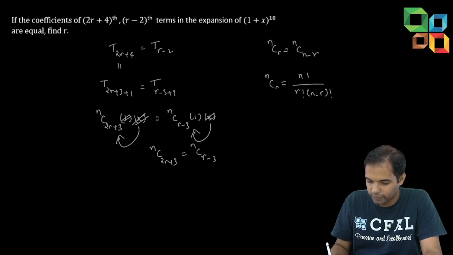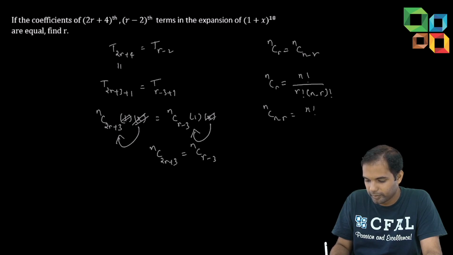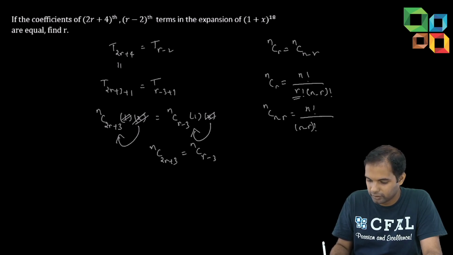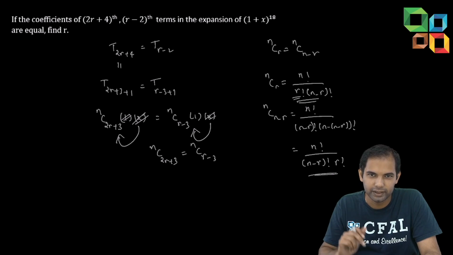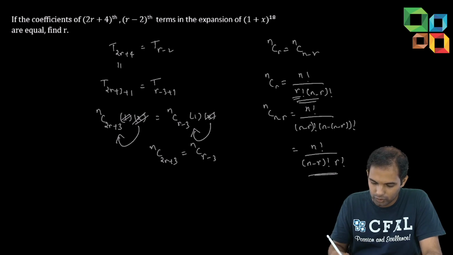Correct. Now, if I have nC(n minus r), what will happen? This will remain n factorial. The first term will be (n minus r) factorial. But the other will be n minus (n minus r), which is nothing but r factorial itself. So can you see that we are going to get the same terms? The product is different, A into B and B into A. That's it. So what does this mean?